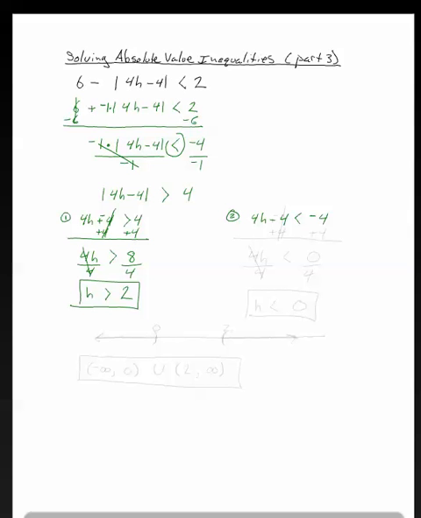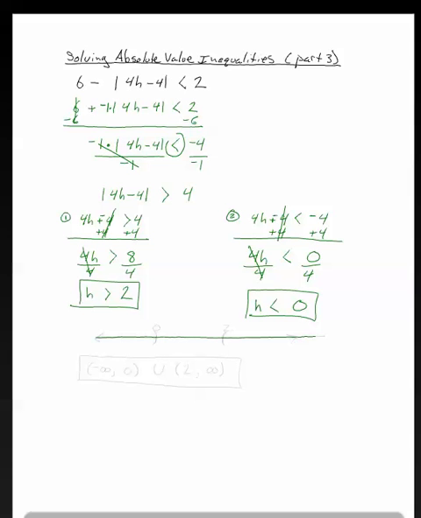For number 2, I would still change my minus 4 to plus negative 4. To get rid of the negative 4, I still need to add 4 to both sides. That gives me 4h. Negative 4 plus 4 cancels, is less than negative 4 plus 4 is 0. To get rid of the multiplication by 4, we divide by 4 on both sides. And that gives me h is less than 0 divided by 4 is 0.